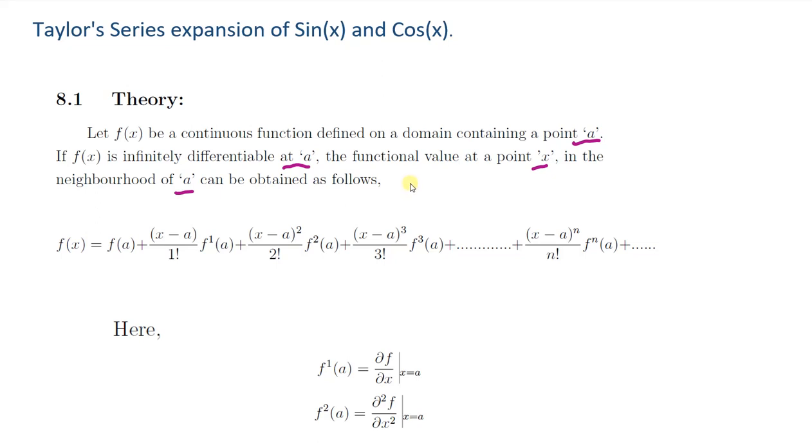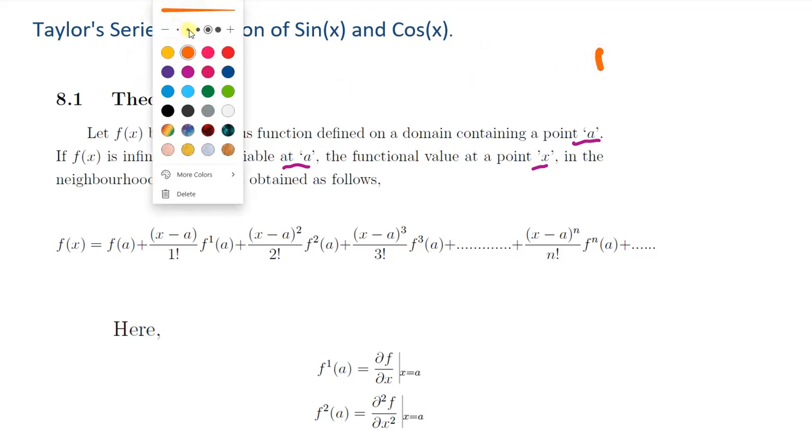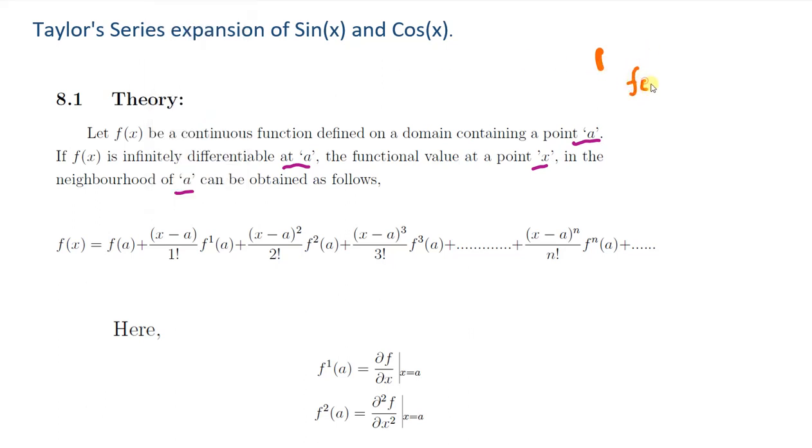So that means if we know the value of a function at a point, suppose we have a function f of x, and we know the value of the function at some point x is equal to a, and if the function is infinitely differentiable, we can find the value of the function at a neighboring point, at a nearby point, say new point x is equal to a plus h, using this Taylor series expansion.